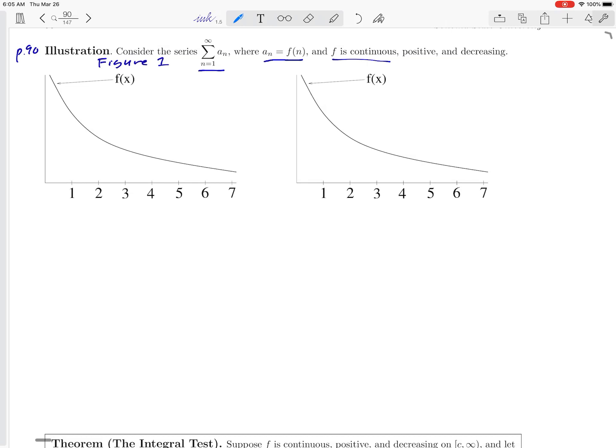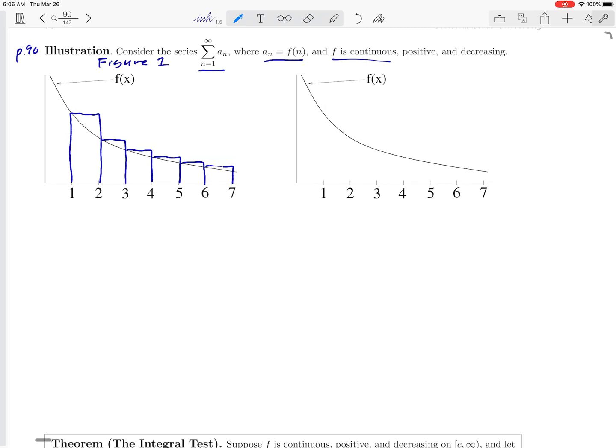Okay, we're going to be drawing a couple of pictures just to get a feel for what this test is saying. I'm going to call the one on the left figure 1. And we're going to start by just drawing in some rectangles together. Okay, you might recognize these rectangles that I'm drawing as being left-sum rectangles from Calculus 1 because each rectangle hits the curve at the left-hand endpoint.